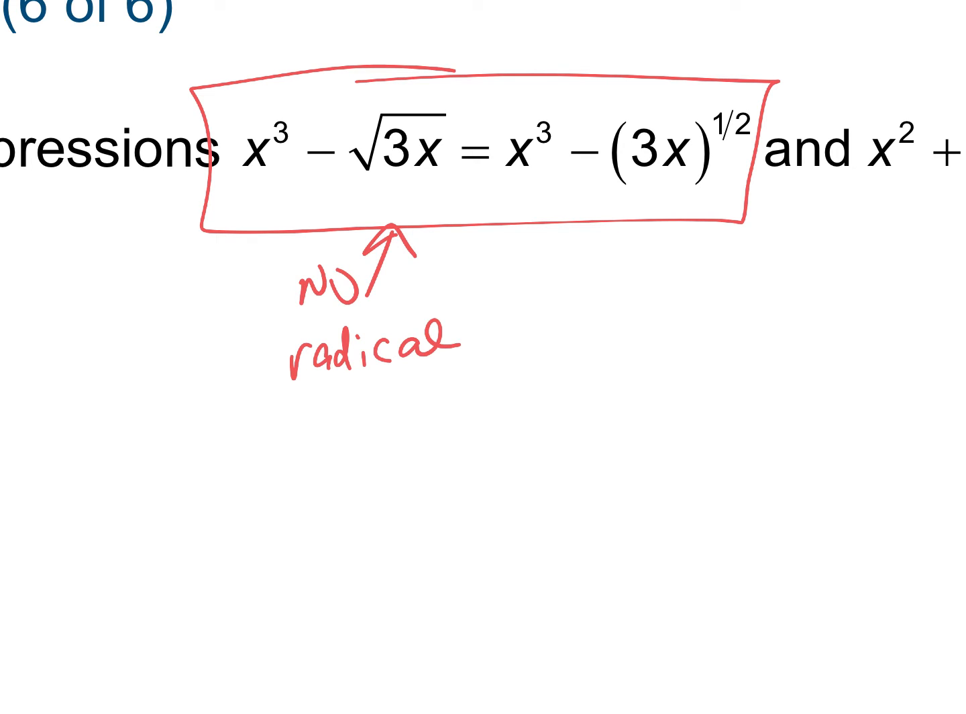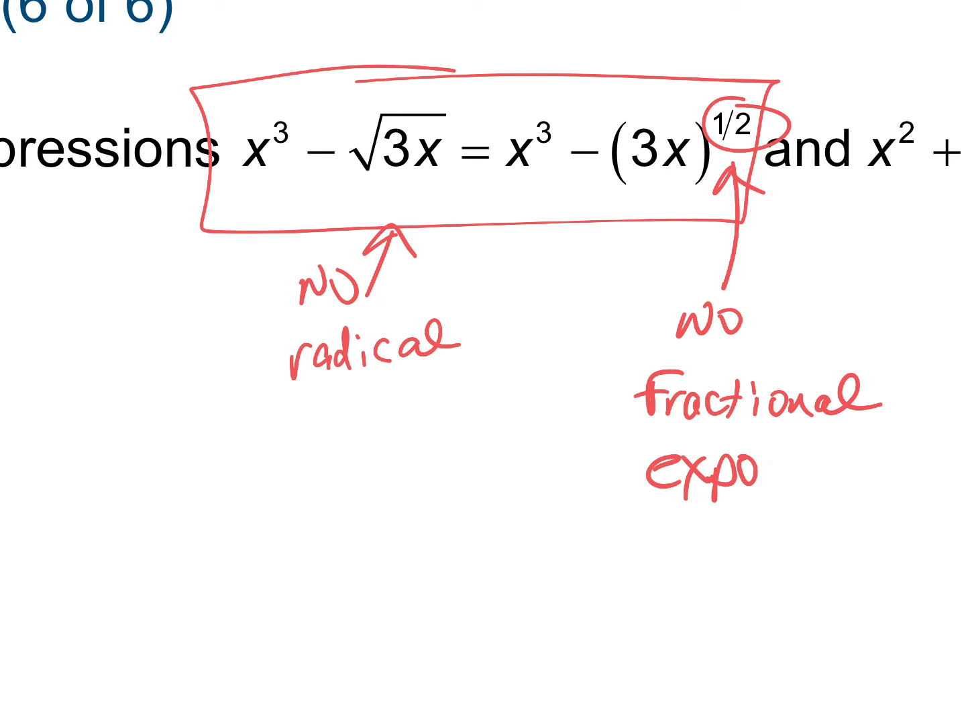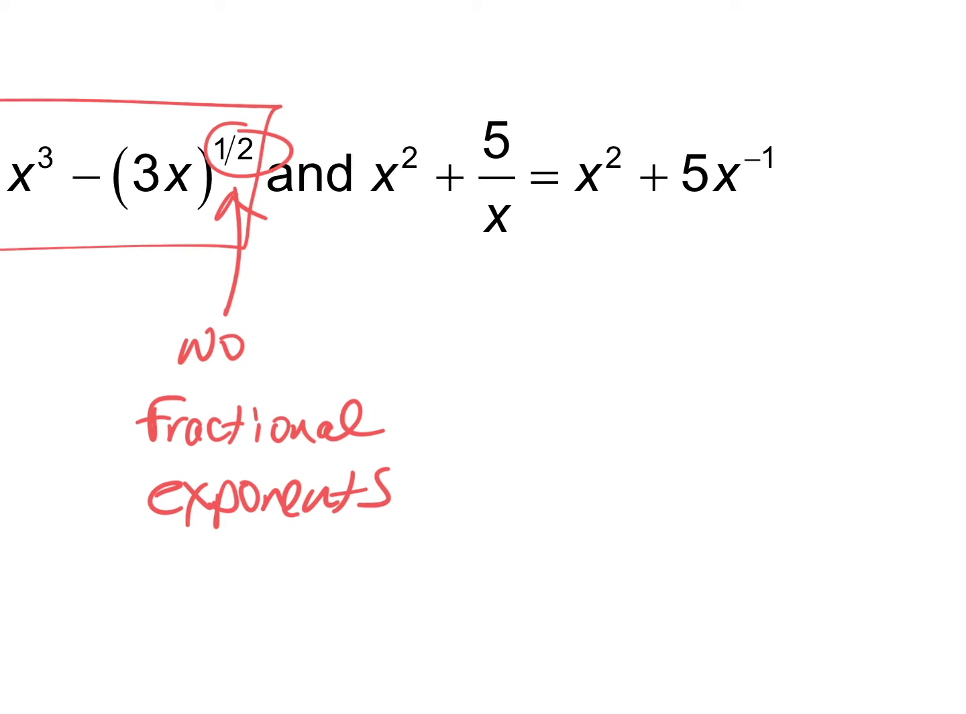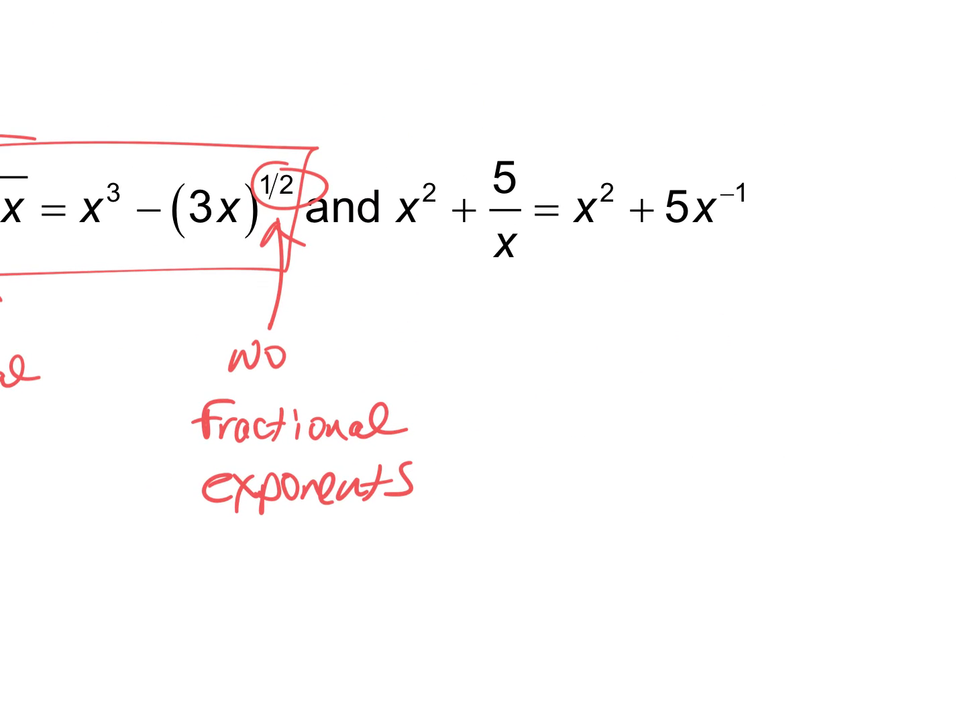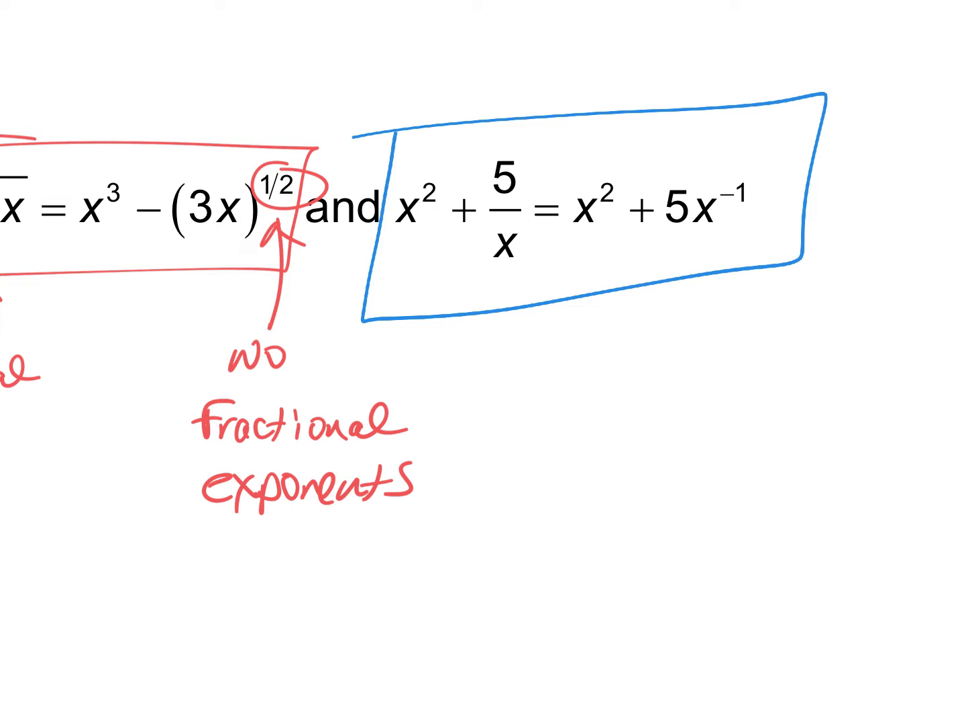We could say no radical. What else? What about on the right-hand side if they had it written like that? A fractional exponent. Good. No fractional exponents. And then what's over here? Two things. It's the same equation, it's just written two different ways. What are the two things over here that are a problem? Negative 1. Good. You cannot have negative exponents.